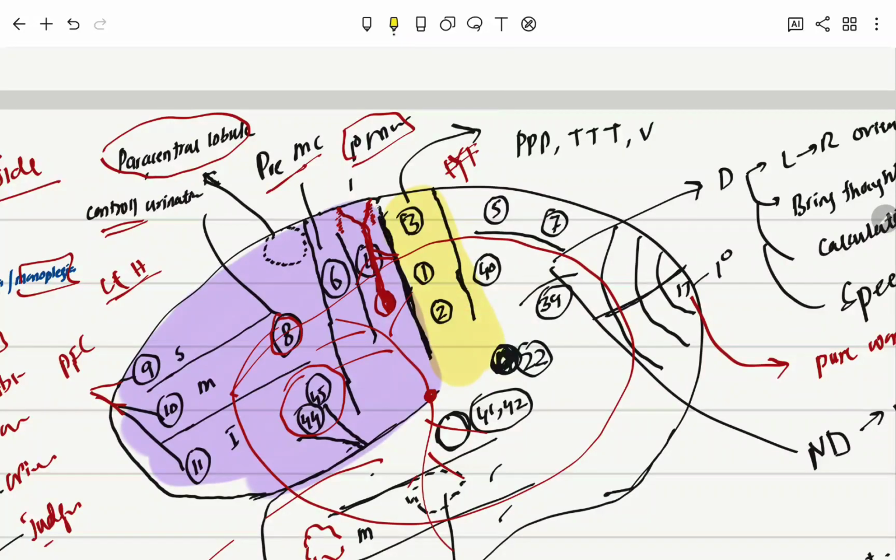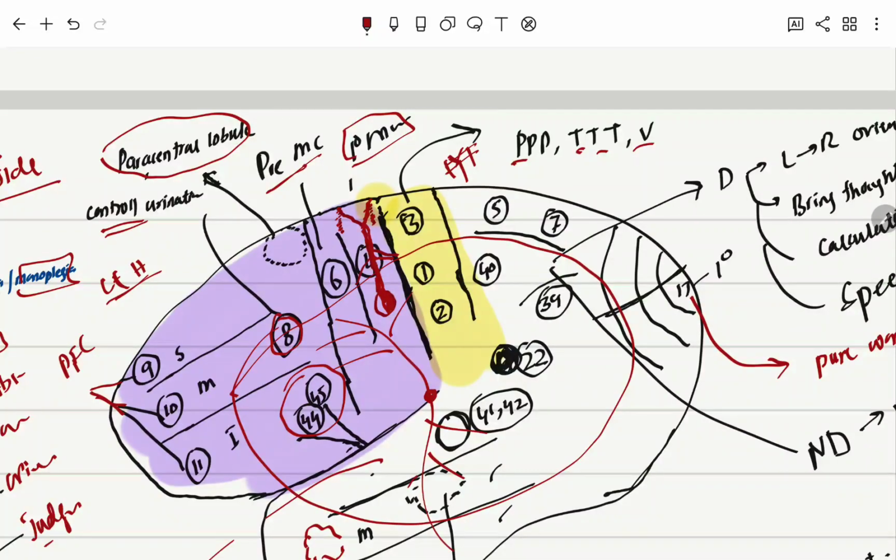What's going to happen if we disturb this one? The primary somatosensory cortex is responsible for primary sensations like pain, pressure, proprioception, touch, temperature, two-point discrimination and vibration. Right, so these are the primary sensations that are perceived in this area.